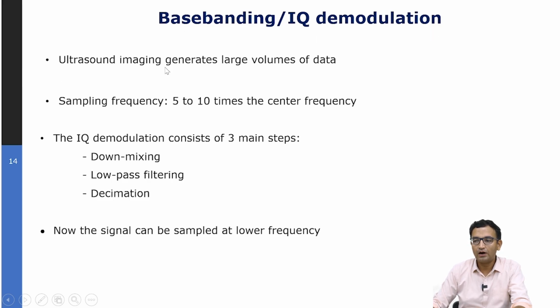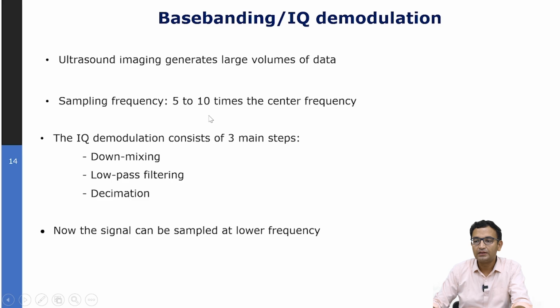So as we are aware, ultrasound generates large volumes of data. Consider a 10 megahertz ultrasound transducer, and let's say you have an array with 128 elements. So now all these 128 elements will receive data at 10 megahertz. Now to sample this data effectively, we have to follow the Nyquist sampling theorem, and also we have to consider that 10 megahertz is the center frequency, not the highest frequency component in the signal. We have to consider the presence of high frequency noise, etc.